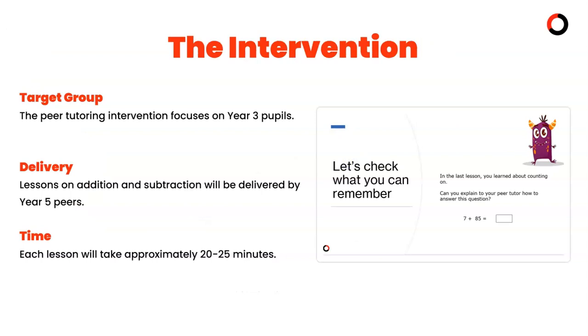The intervention. So the target group is an intervention which focuses on Year 3 pupils. The lessons are on addition and subtraction, and they're delivered by your Year 5 peers. Each lesson is structured, and all the resources are included in the resource folder. And each lesson takes approximately 20 to 25 minutes for the peer tutor to deliver.